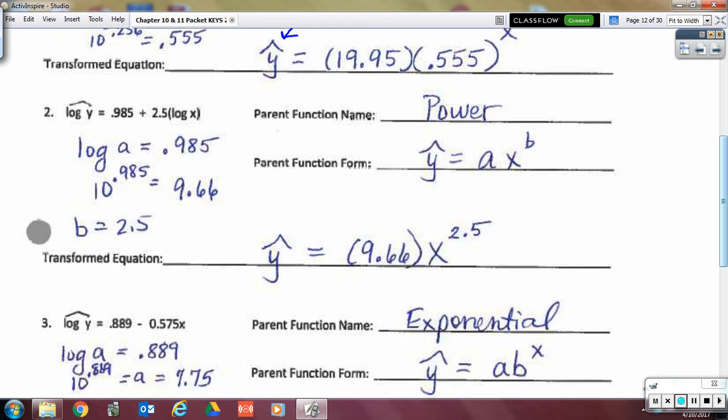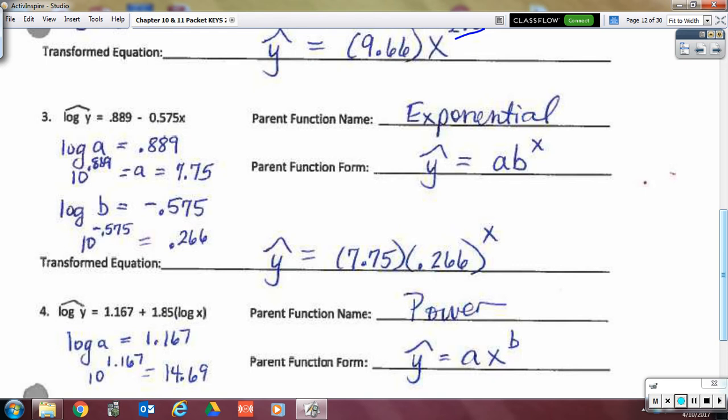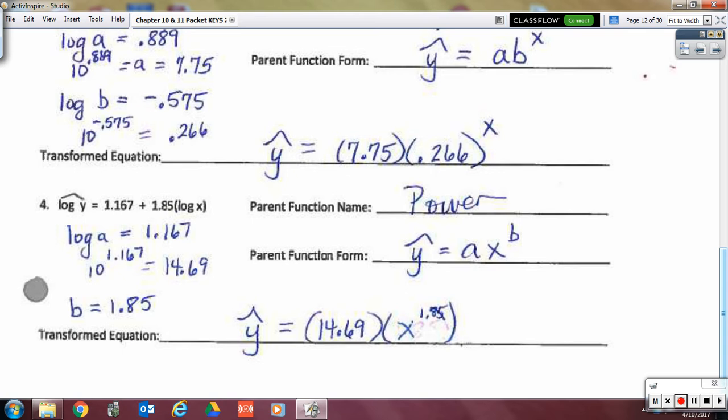All right, the second one, we knew it was power because logged x and logged y. And so then the x is the base and the slope itself is the power, and it's unchanged. So this is the 2.5. Just like over there in the problem, slope was 2.5. All right, so let's go through the rest of these quickly. Number 3 was an exponential. Predicted y is 7.75 times 0.27 to the x. And the next one was power. Predicted y was 14.69 times x to the 1.85.